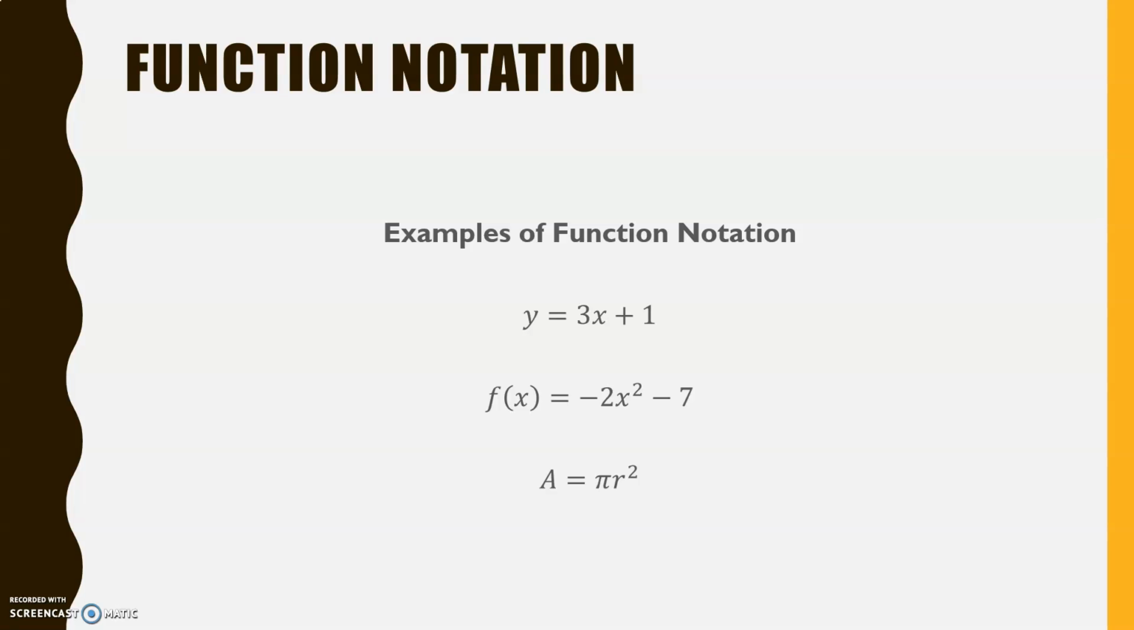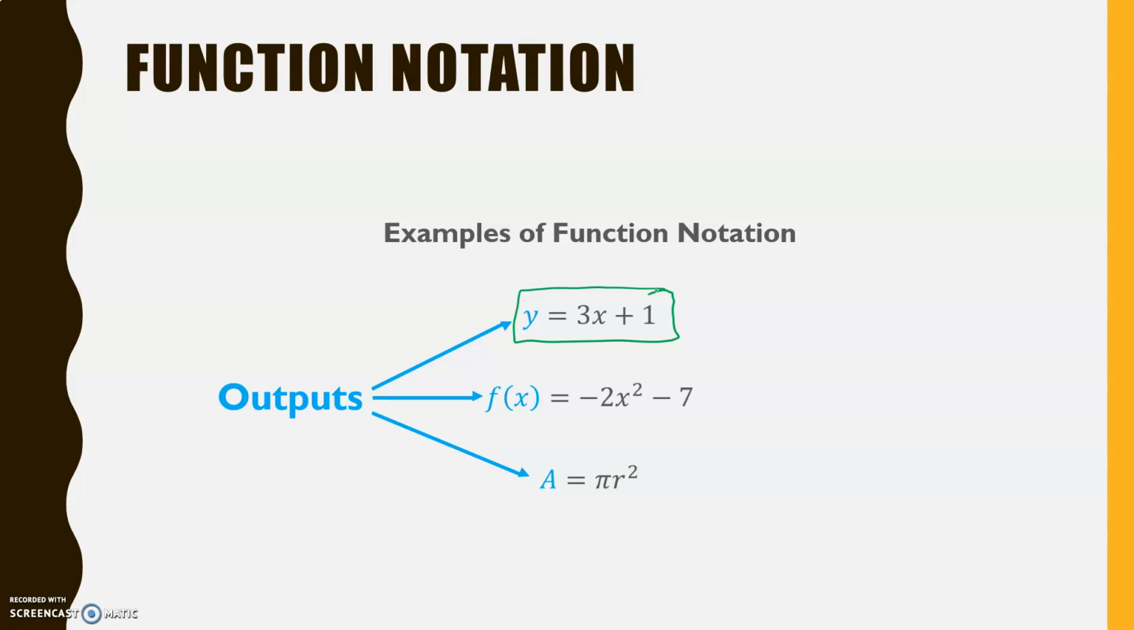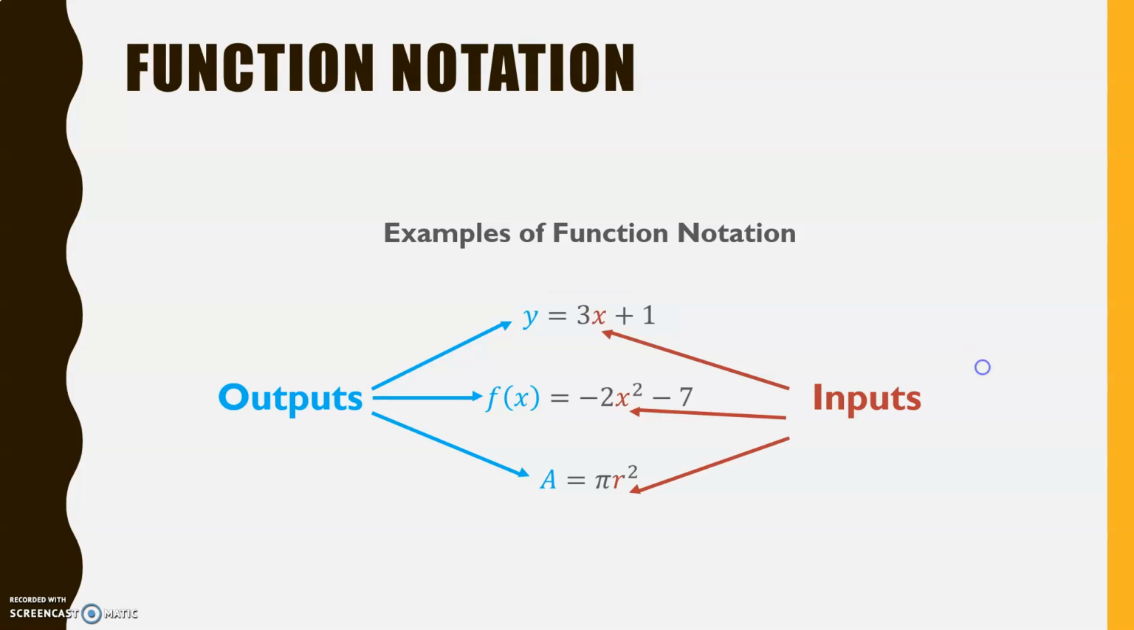So these are all actually examples of function notation. It's not always f of x, but these would be our outputs. And these are the kind of equations we're going to look at a little bit more throughout this unit. X is going to be our input. So what this function is saying is, when I put in a value for x, what do I get out for y? And that's what makes x our input and y our output.